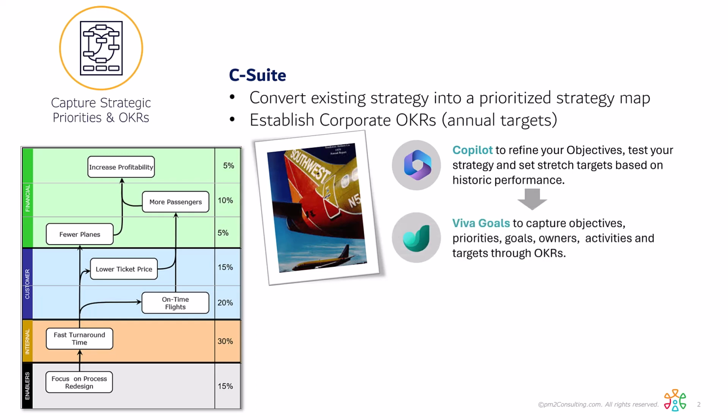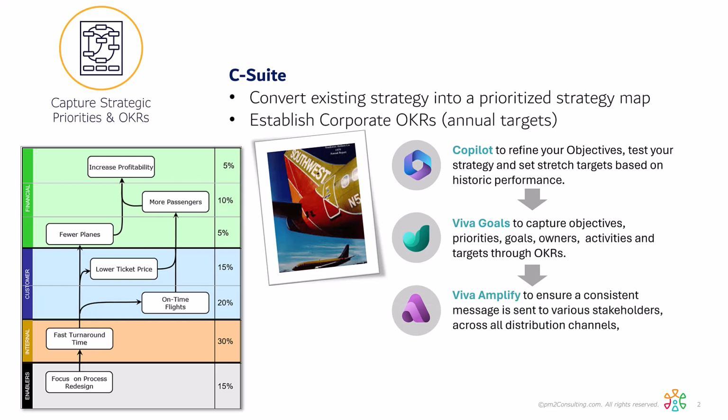But we can then use that and implement it, capture that inside of Viva Goals. So Viva allows you to capture those objectives, the priorities, the goals, the owners, the network of connections, the collaborators, the activities, the projects, the targets, all through objectives and key results, OKRs. From there, you can then use a tool like Amplify to communicate that to your different stakeholders.